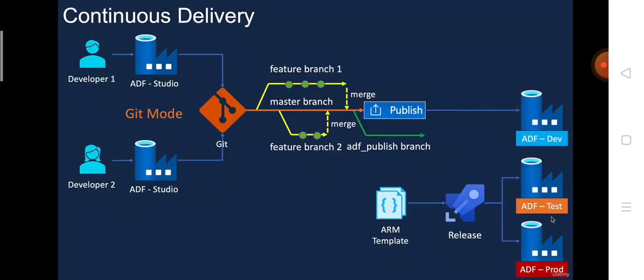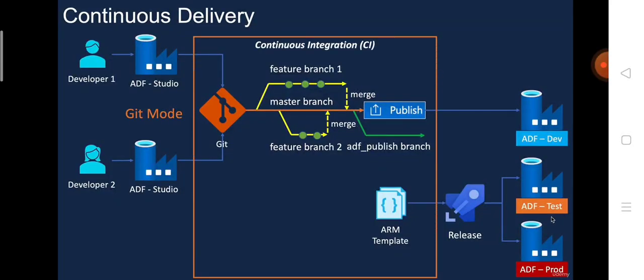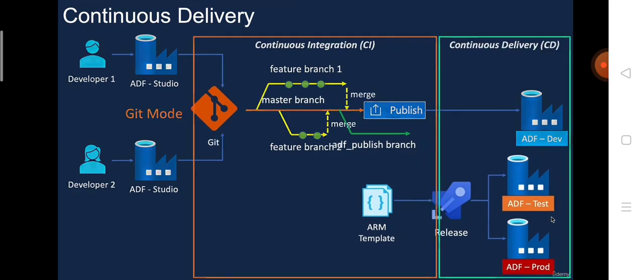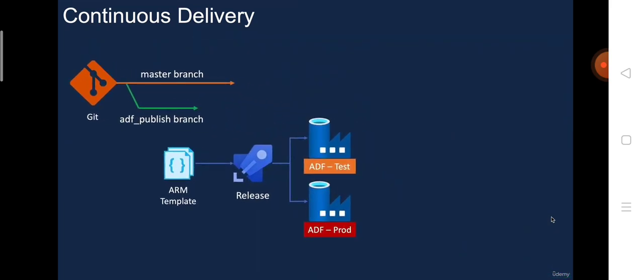Welcome back. Now that we've completed the continuous integration for CI/CD, let's turn our attention to continuous delivery. The input to this process is the ARM template in the ADF publish branch from the build process. We simply need a release pipeline which will deploy the ARM template to the test and production data factories.